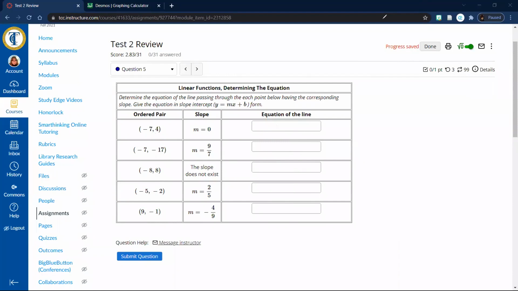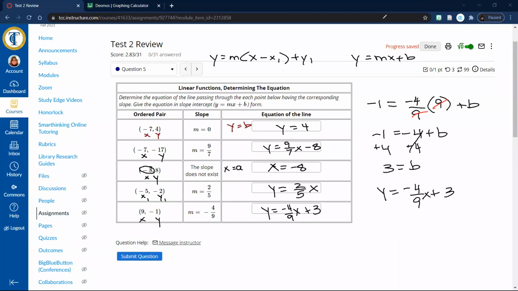Can you go back, please? I was still writing it down. Oh, there you go.